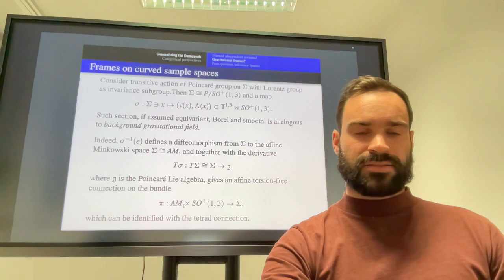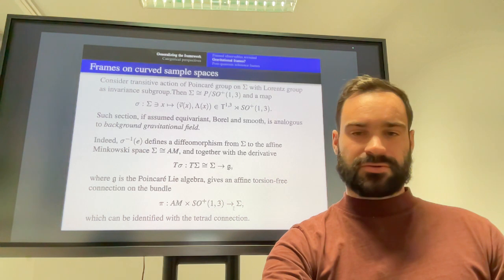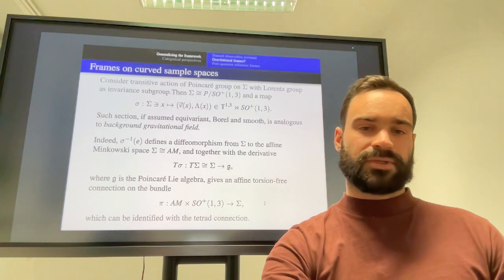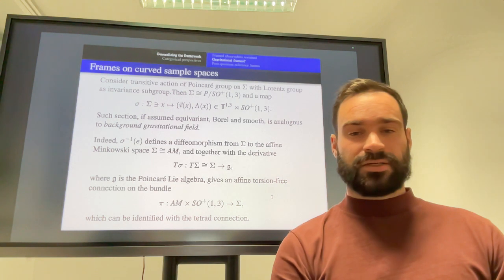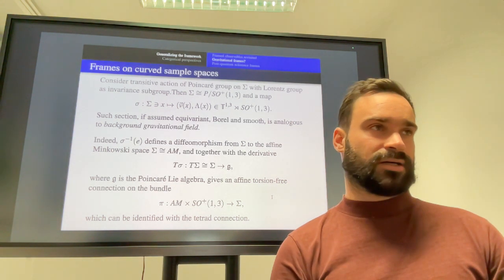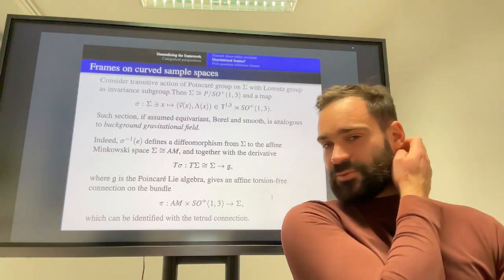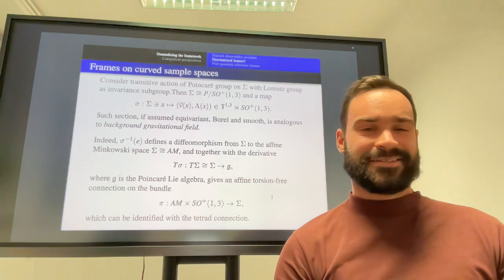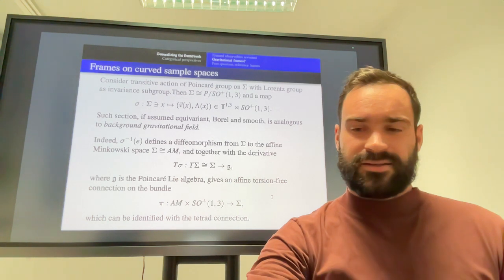Because we've managed to identify sigma with the Minkowski affine space, and we have this bundle, sigma not only does the identification, but it also provides the connection on this bundle. Mathematically speaking, this is the same thing as the tetrad, the connection that is responsible for the gravitational field in the tetrad formulation. One day I will understand it, maybe, and then I will let you know. But for now, this is just something that's very intriguing. Okay.